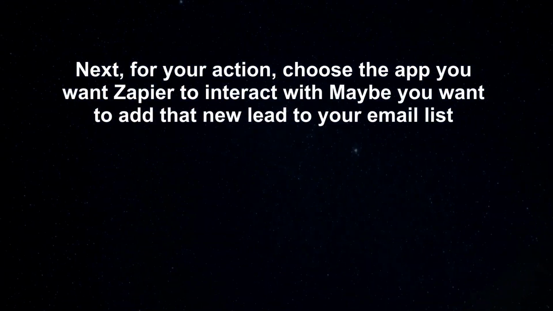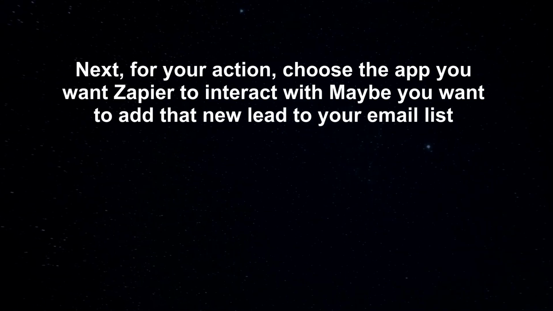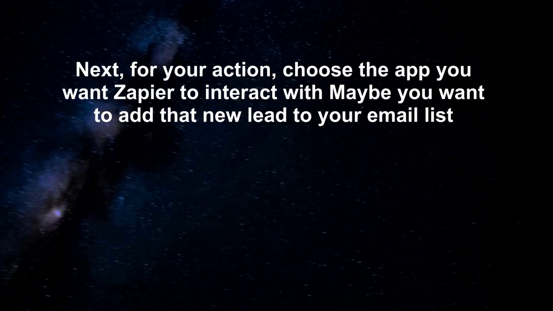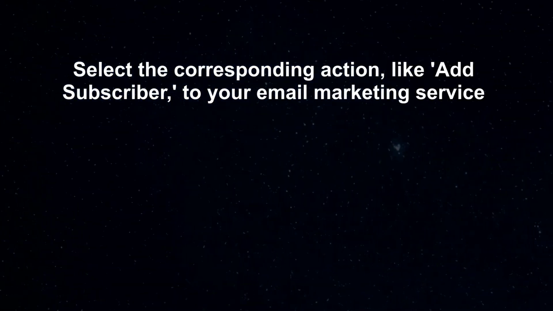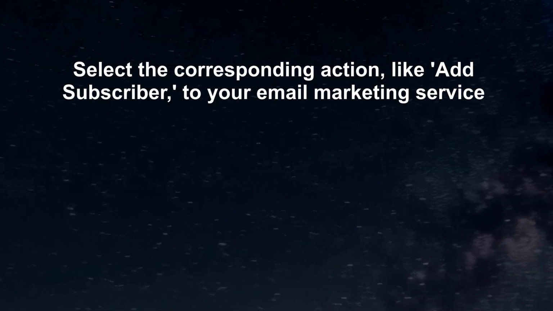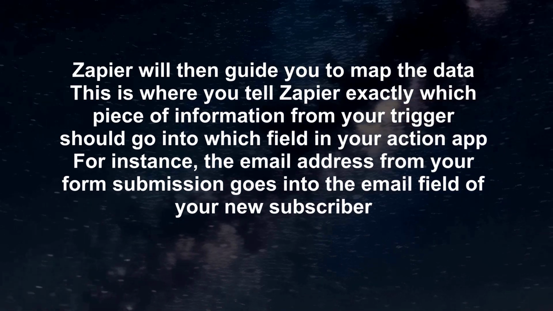Next, for your action, choose the app you want Zapier to interact with. Maybe you want to add that new lead to your email list. Select the corresponding action, like Add Subscriber, to your email marketing service. Zapier will then guide you to map the data.